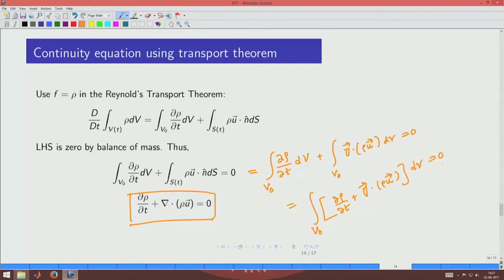And if this were to be true for any control volume at any location, then that means that the integrand has to be 0, and that is nothing but the statement of continuity. So, you can see that the continuity equation is an outcome of RTT with rho used for f. Okay. So, if you substitute the function f with the density, then the Reynolds transport theorem reduces to the continuity equation. So, therefore, it is a much more generally applicable equation, we can say.